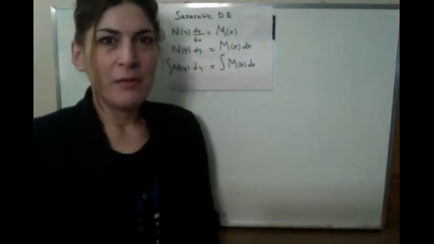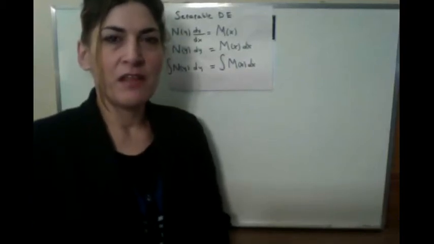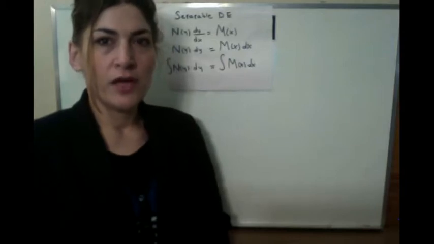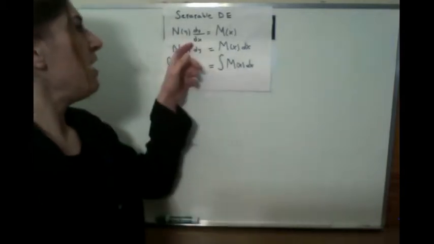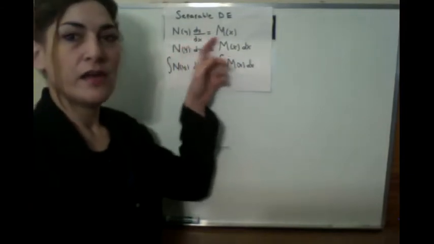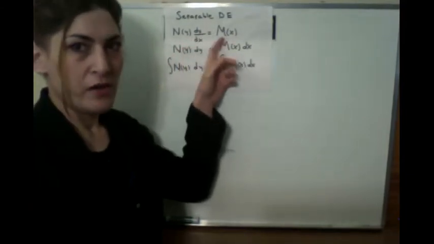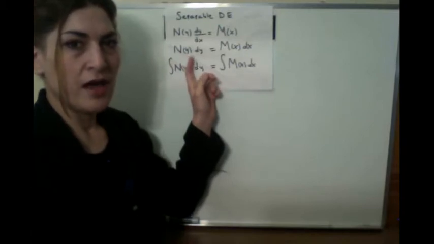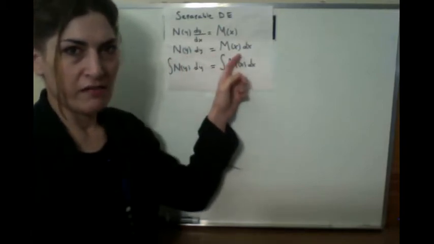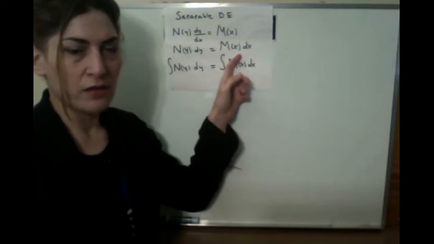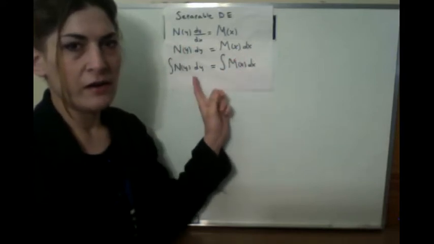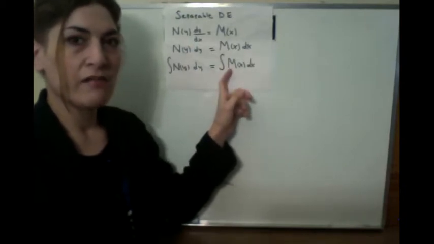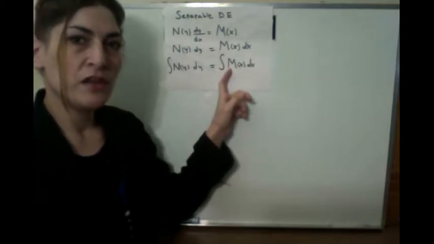Hi, I'm going to be solving a differential equation by the method of separation of variables. A separable differential equation is in the form n of y dy over dx equals m of x. Therefore, you can take a function of y dy on one side of the equation and set it equal to a function of x dx on the other side of the equation. Then, if you integrate the left side with respect to y and the right side with respect to x, you arrive at the general solution to the differential equation.